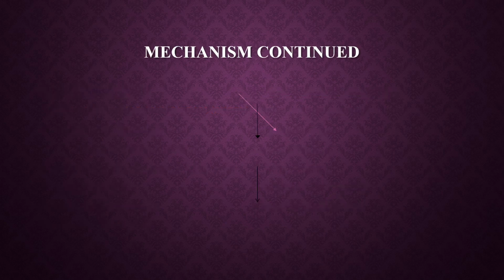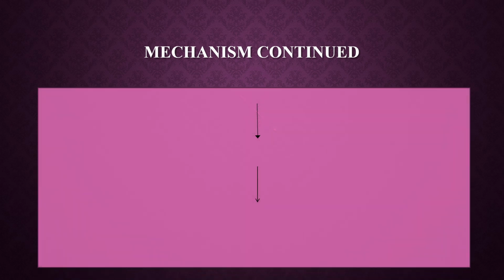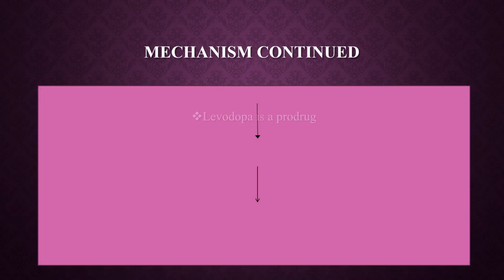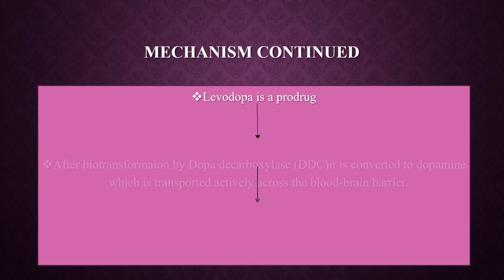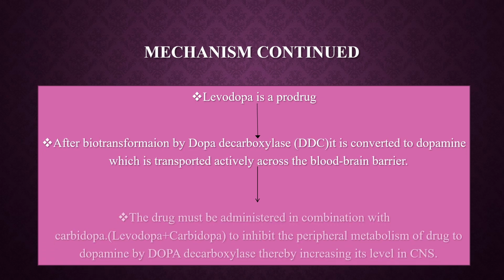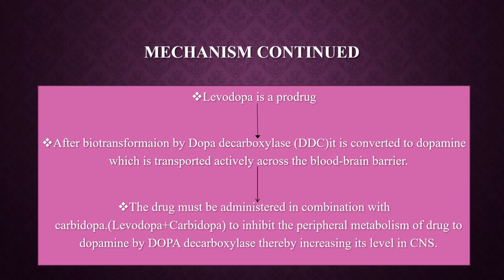Mechanism. Levodopa is a prodrug. It is always given in combination with carbidopa. Second point, after biotransformation by dopa decarboxylase, it is converted to dopamine, which is transported actively across the blood-brain barrier.